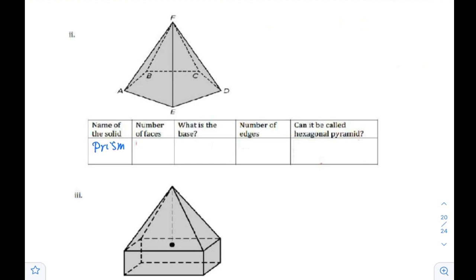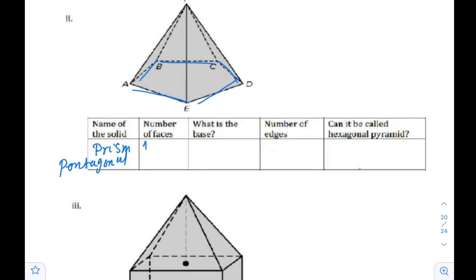And if you want to name it properly, then you will name it according to the base. Our base has 1, 2, 3, 4, 5 sides. So it's a pentagonal prism actually. Pentagonal prism. How many faces do we have? We have one base plus 5 triangles, which are the lateral faces. So totally we have 6 faces. This is our base, which is a pentagon.